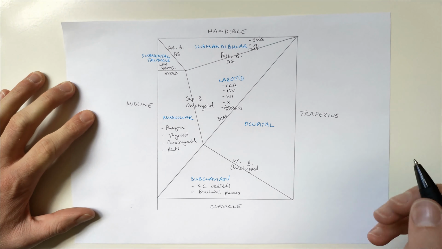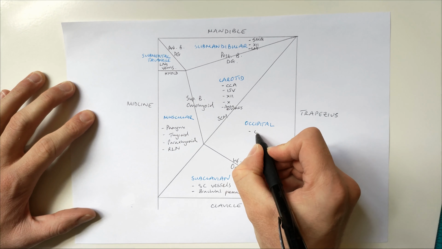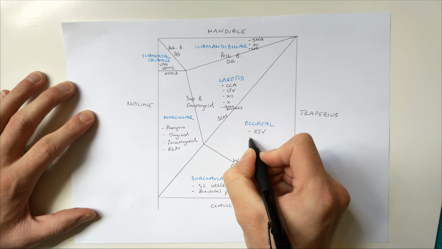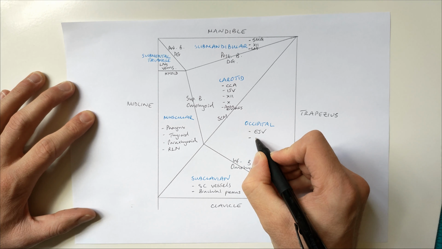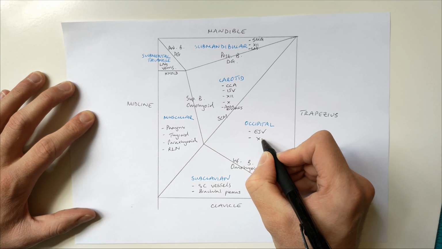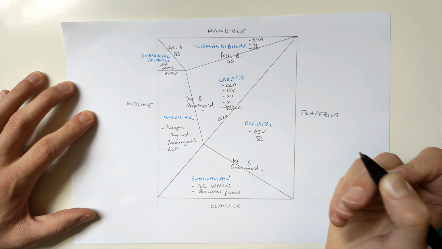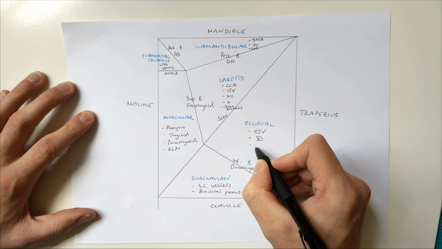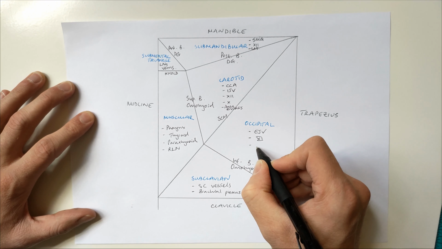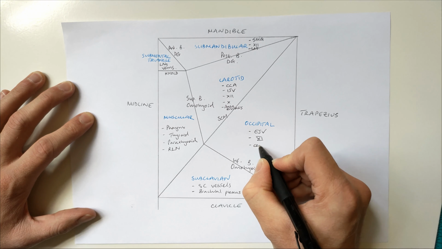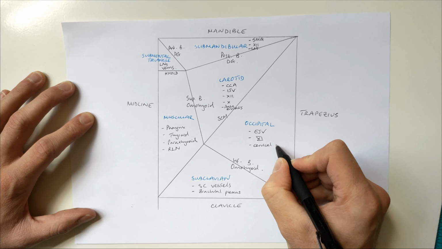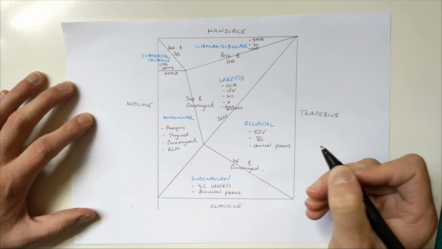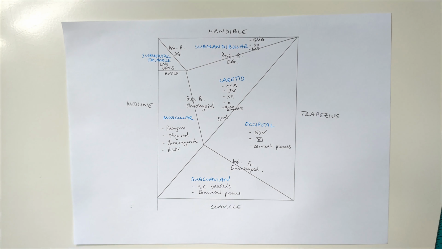And then in the occipital triangle, we will have the external jugular vein, the spinal accessory nerve, which is cranial nerve 11, and emerging from just behind sternocleidomastoid, we get a number of nerves from the cervical plexus. So these are a number of sensory nerves which go to the head and neck region from the cervical plexus.